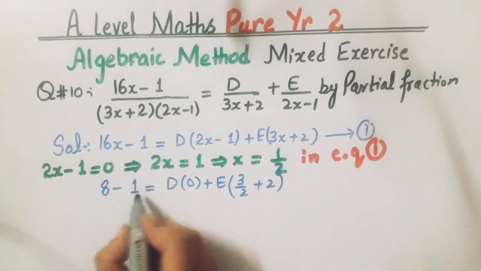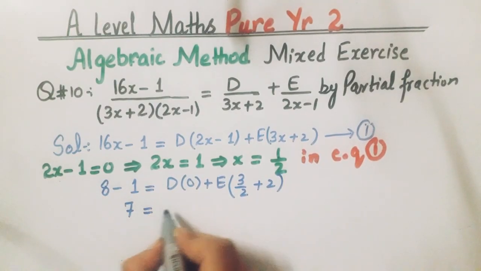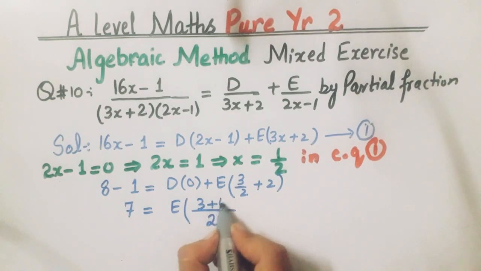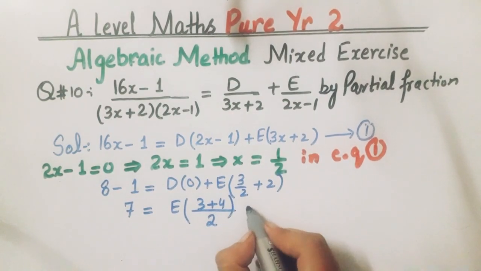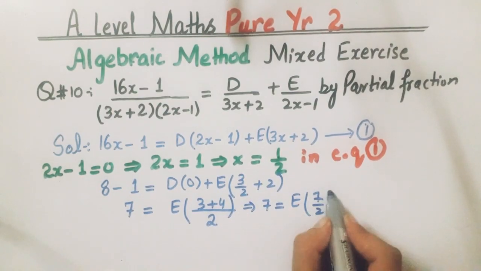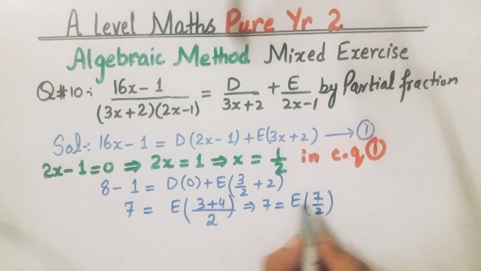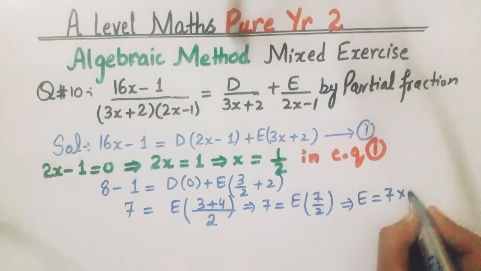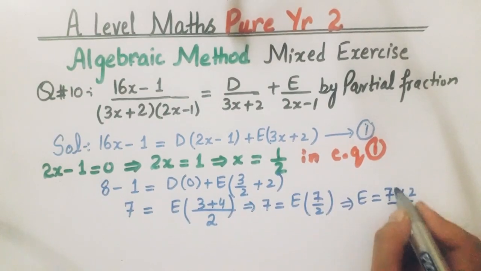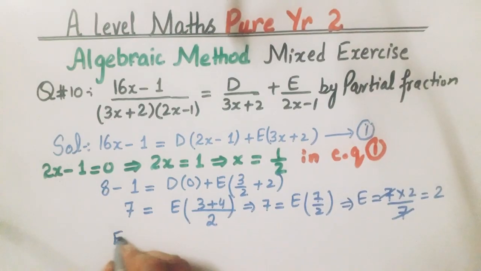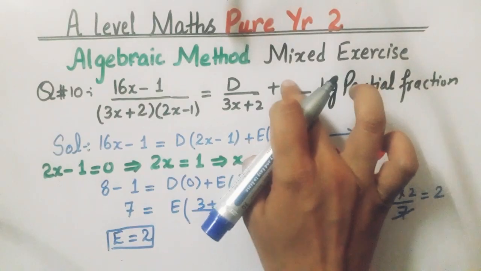Now take the LCM of this. 8 minus 1 is 7. E into LCM is 2, so 3 plus 4 will be 7, which implies that we have 7 equals e into 7 by 2. Now this 2 is multiplied by this 7, and 7 will be divided, and we get e equals 7 multiplied by 2 divided by 7. 7 and 7 cancel out and we have only 2. So we get e equals 2. We will substitute this value here.